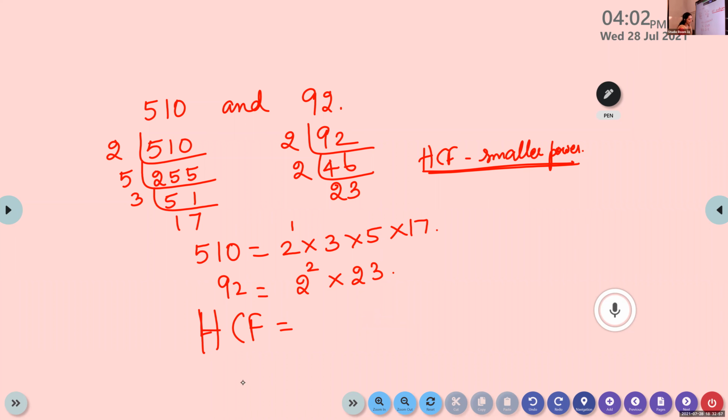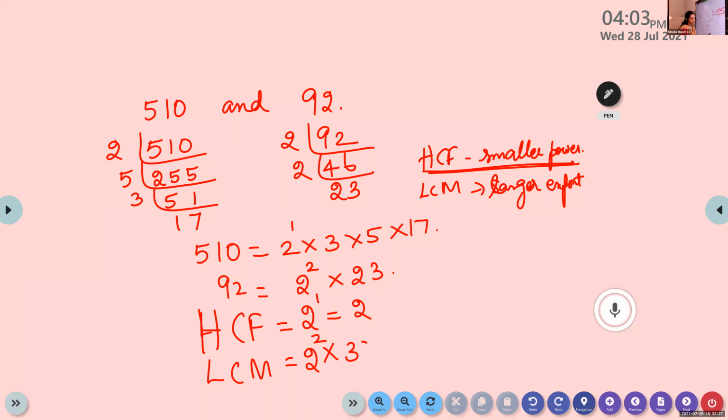But while writing LCM, if a number is present in both, we will be selecting the larger power or larger exponent. The bigger exponent we have to take. So here, if you take the number 2, 2 is present in both. So while writing LCM, we should write the number with the bigger exponent. So 2 square into 3 into 5 into 23 into 17.